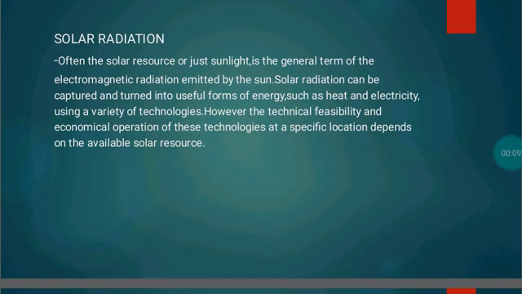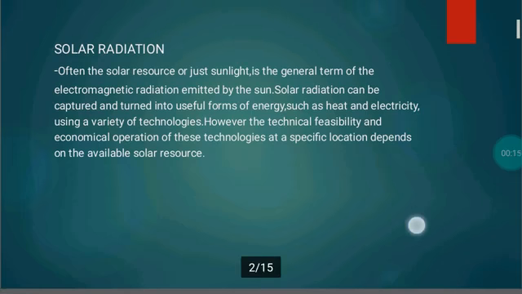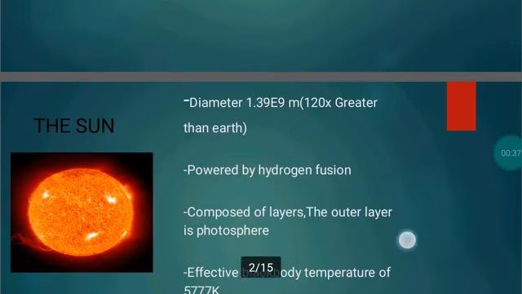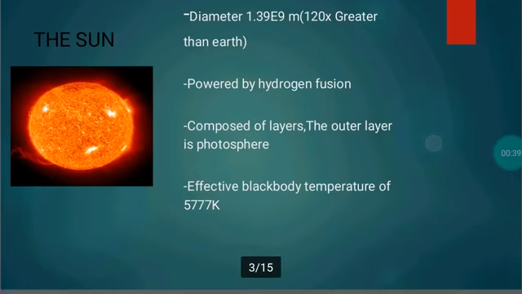Solar radiation, often called the solar resource or just sunlight, is the general term for the electromagnetic radiation emitted by the sun. Solar radiation can be captured and turned into useful forms such as heat and electricity, using a variety of technologies. However, the technical feasibility and economical operation of these technologies at a specific location depends on the available solar resource. So we have here the Sun.